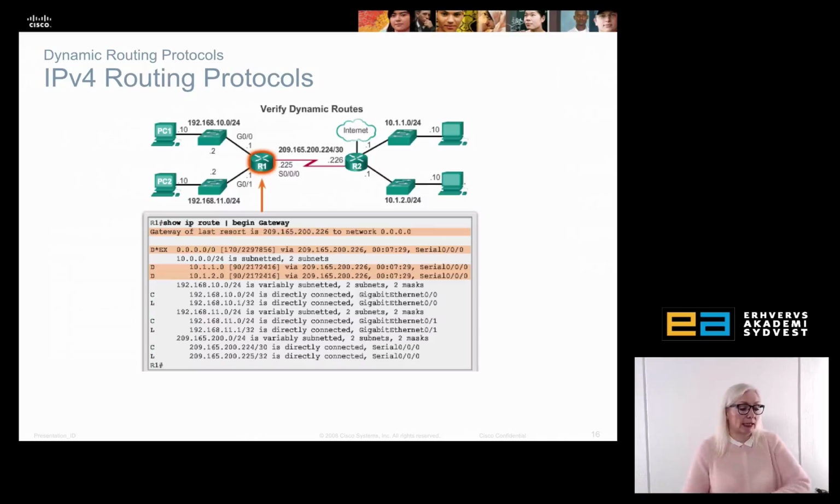And we can actually have different routing protocols operating together, but we can always see, if we look at our networks and into our routing table, how they have learned the different routes.